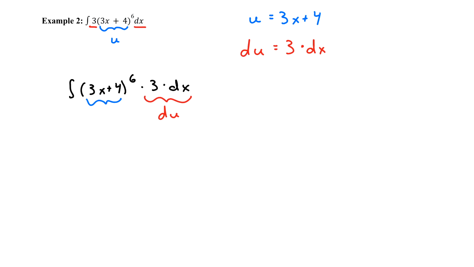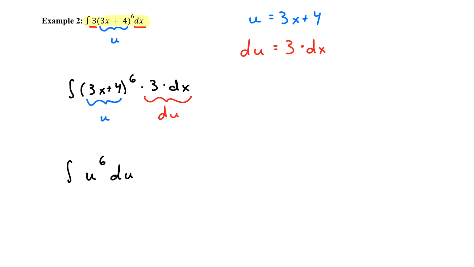Then next, we said that 3x plus 4 is going to be my u. So it looks like everything is accounted for. That's great. We can make our substitution. When we do that, we'll have something that looks like u to the 6th du. So now I've gotten everything written in terms of my new variable u.